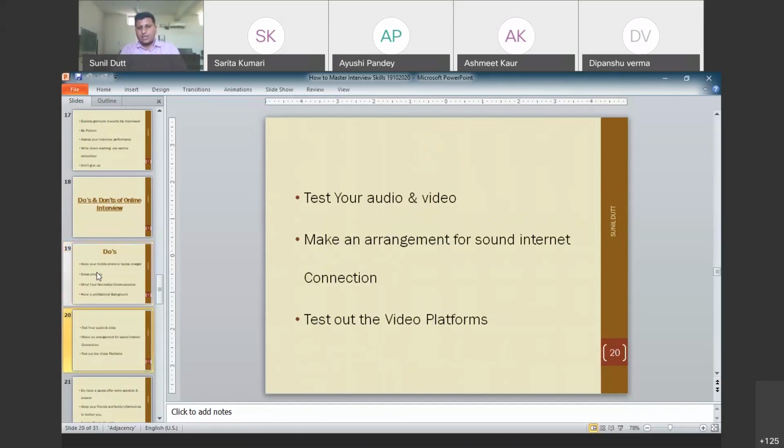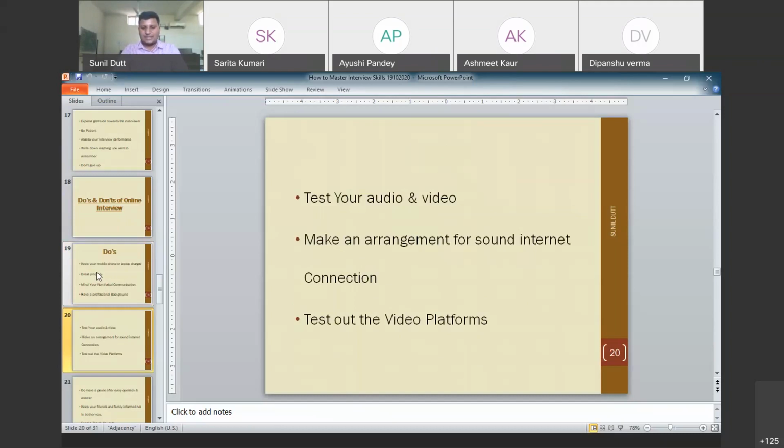Test your audio and video equipment before you actually appear for the interview. You should have mastery over the application over which you are going to appear for the interview. Make an arrangement for a sound internet connection. This is required, because if you are in an interview, nobody is going to bother whether you had a bad internet connection. So better be focused on having a sound internet connection for the interview.